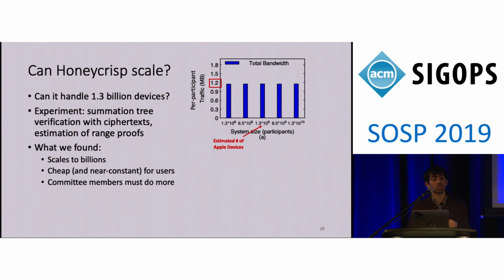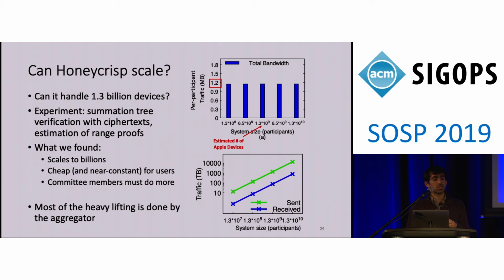And of course, committee members do have to do more in the random tiny fraction they're selected. But the reason this is so low is that most of the heavy lifting is done by the aggregator. So the same bandwidth cost will essentially scale linearly with the aggregator.